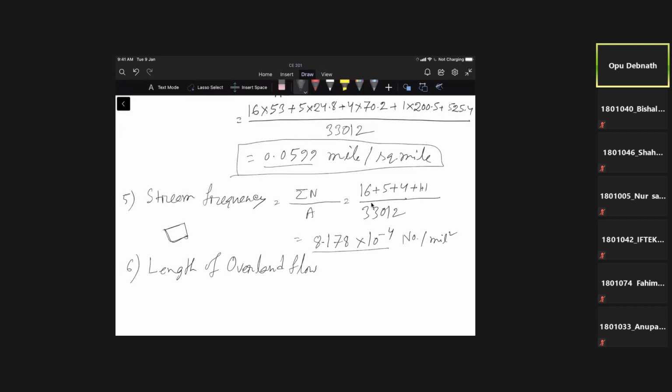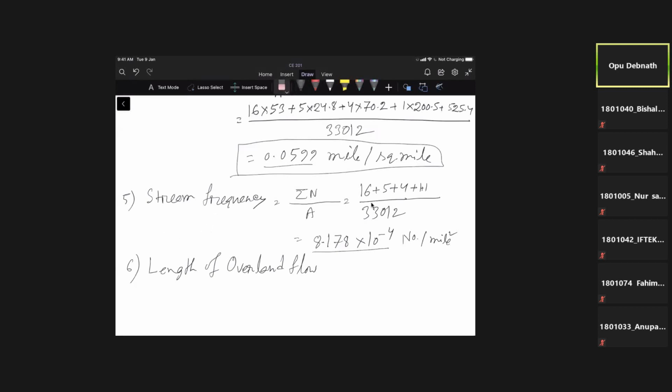And if you take the reverse of the result, you will get a clearer idea. If you take the inverse of this result, the unit is square mile per number. This will be a rational way. That means per stream I have this many square miles. So these are some notations.